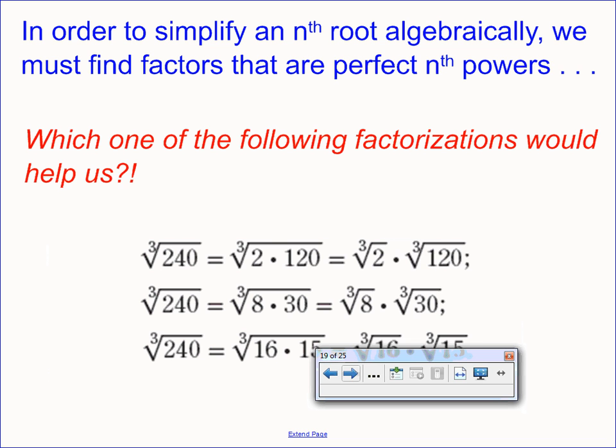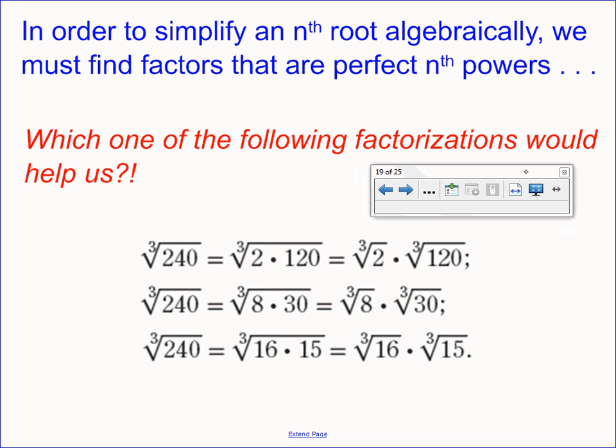In order to simplify an nth root algebraically, we must find factors that are perfect nth powers. Just like we simplified the square root of 75, because it was a square root, we were looking for perfect square factors that divided evenly into 75 without a remainder. So too, we'll be looking for perfect cube factors inside of a cube root in order to simplify algebraically. And so it's true that the cube root of 2 times the cube root of 120 equals the cube root of 240. That first line, everybody look, is true. It's also true that the cube root of 8 times the cube root of 30 equals the cube root of 240.